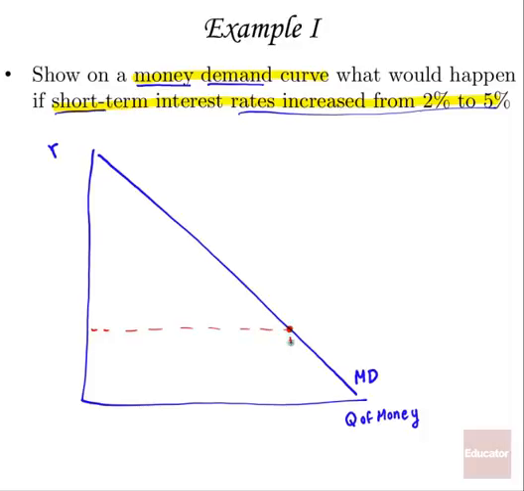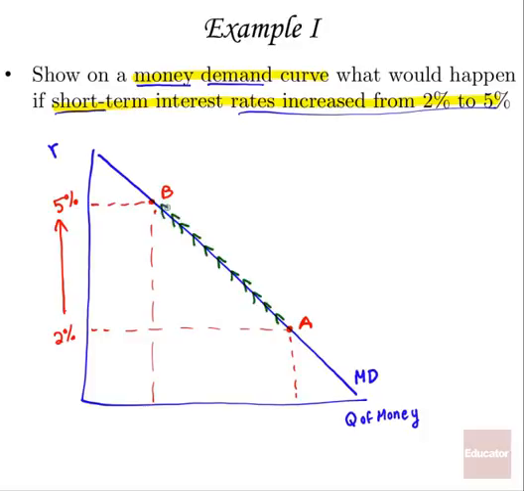So let's say this is 2% here. And then let's say this here is 5%. So if short-term interest rates increase from 2 to 5%, then you'd have a corresponding movement along the money demand curve. Now notice I didn't say change in demand, but movement along the money demand curve. So what you would have is that the quantity demanded for money would decrease.